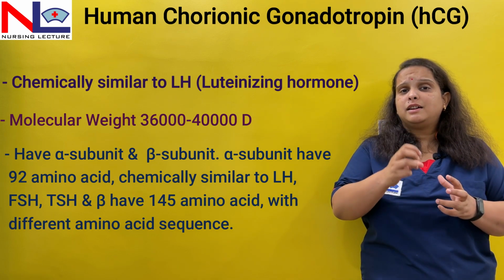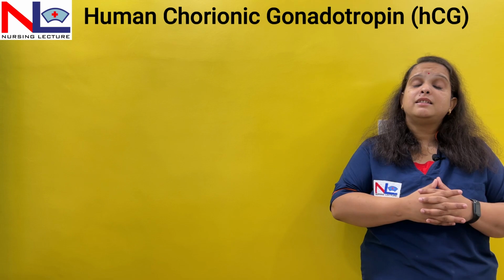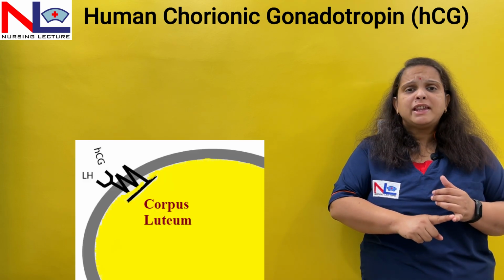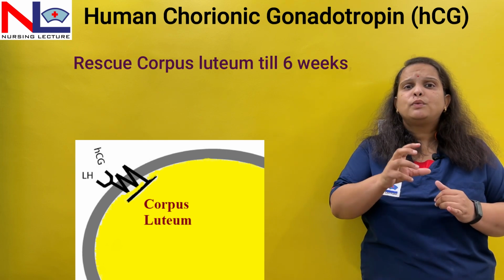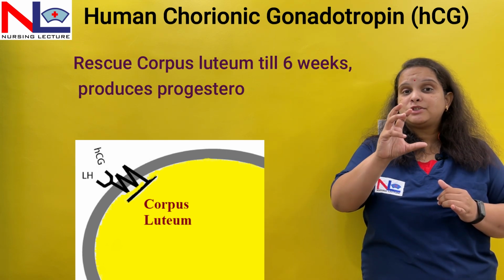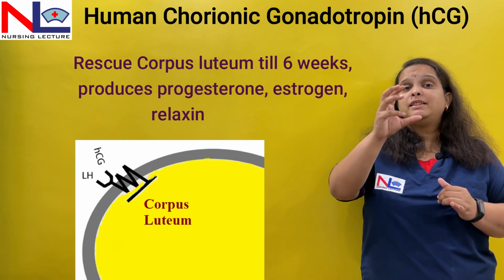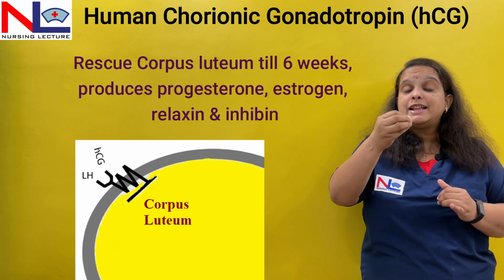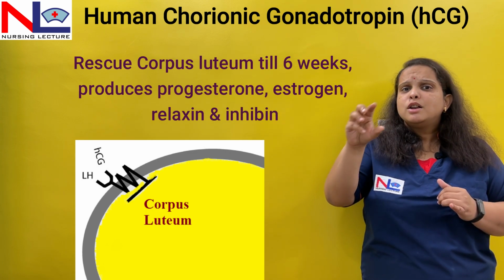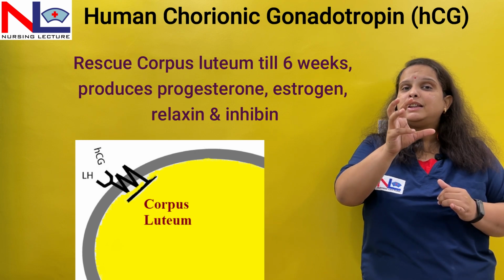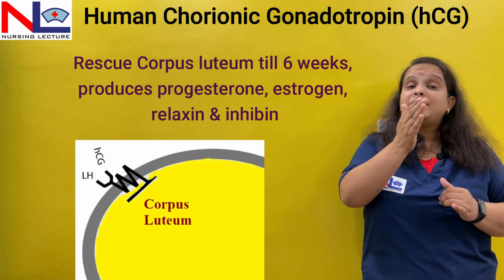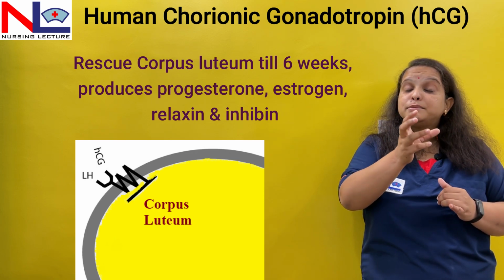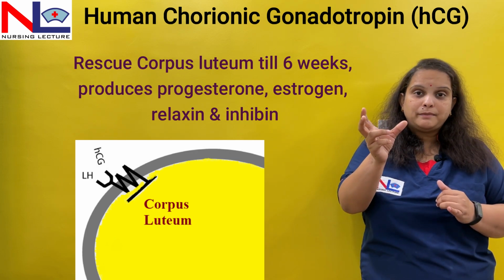Now if we look at its function, this hormone plays a very important role in rescuing the corpus luteum. We know that the corpus luteum is the structure formed when the mature Graafian follicle releases its secondary oocyte. All the remnant part of that follicle forms the corpus luteum. Normally in the menstrual cycle, the lifespan of the corpus luteum is around 2 weeks.